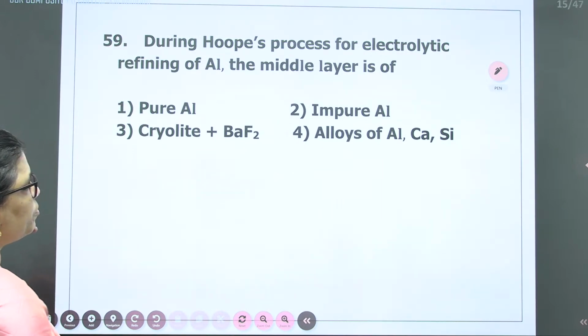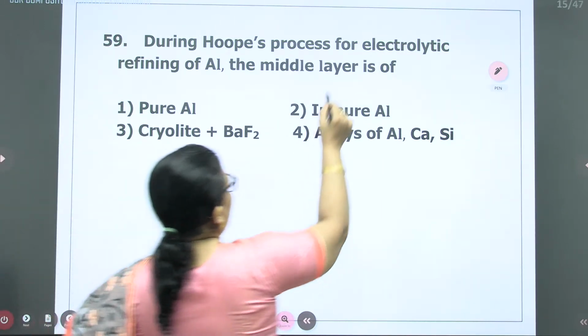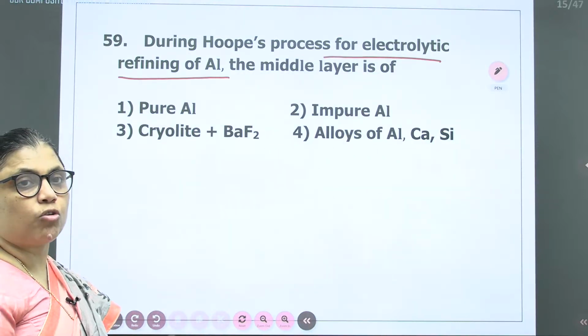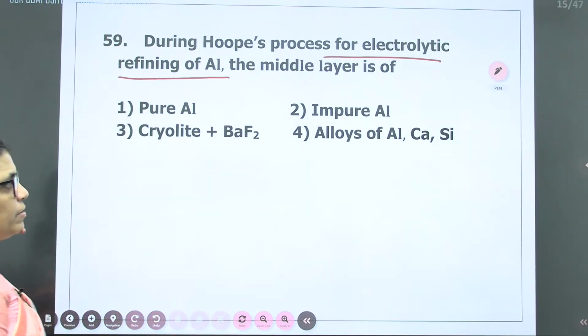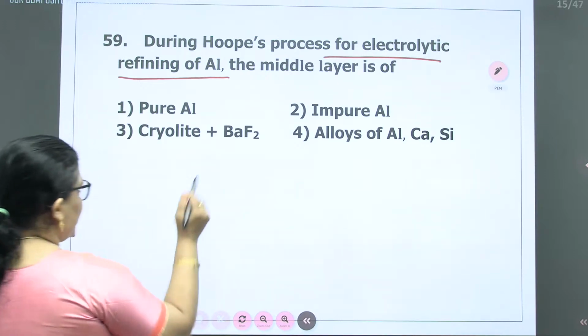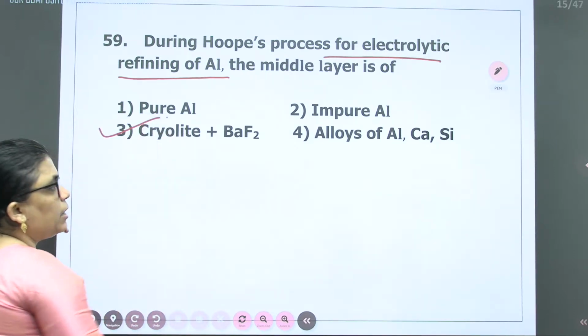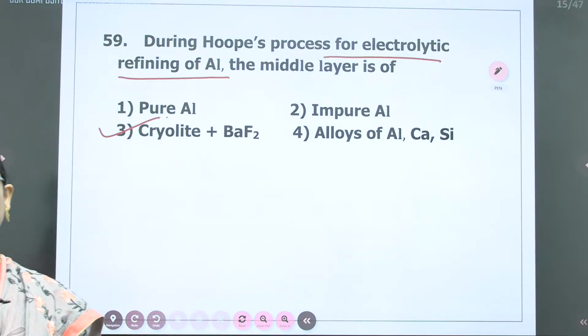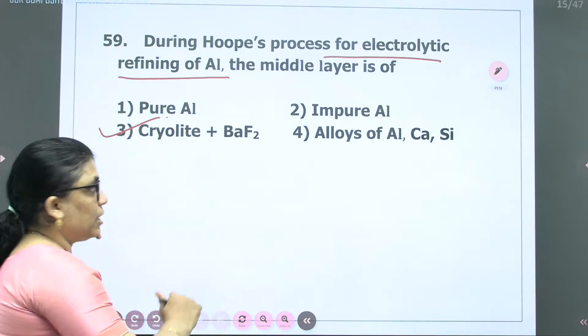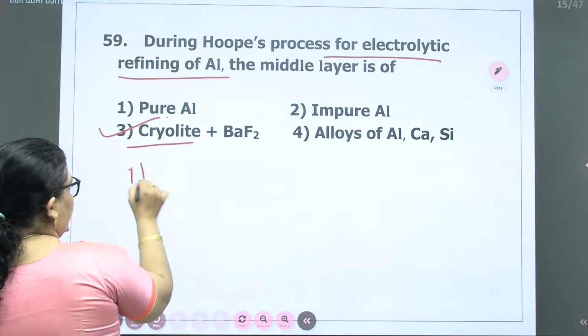59. During the Hoop's process for the electrolytic refining of aluminium, the middle layer, because we are going to consider it with respect to the electrolytic refining of aluminium, will be composed of what? Cryolite and BaF2. When dealing with this, always remember that cryolite and BaF2 form the middle layer. Cryolite is Na3AlF6.